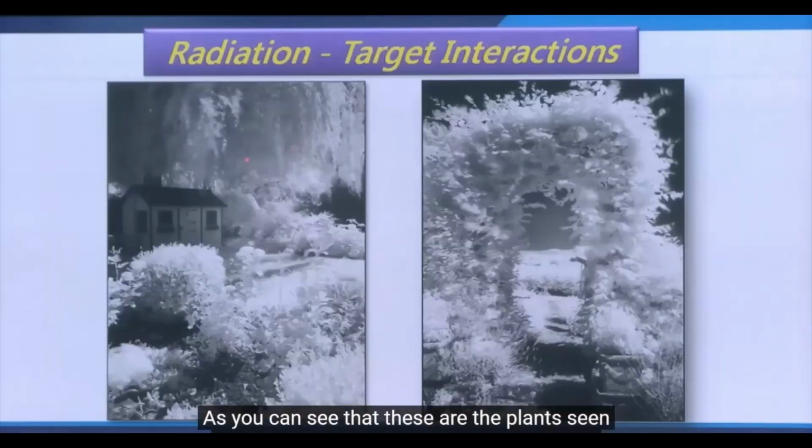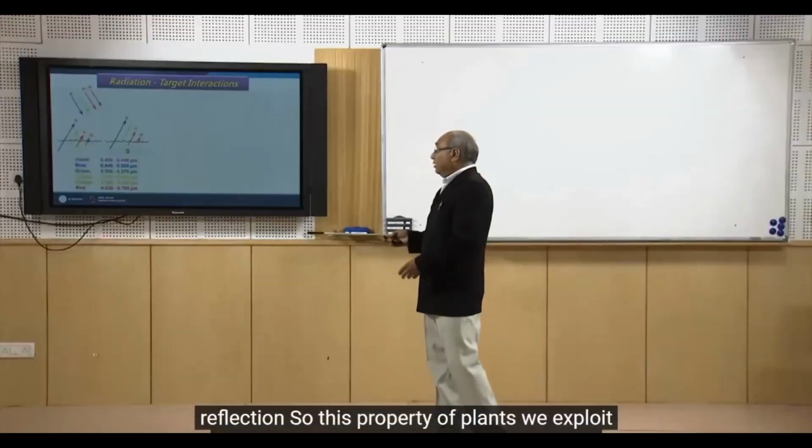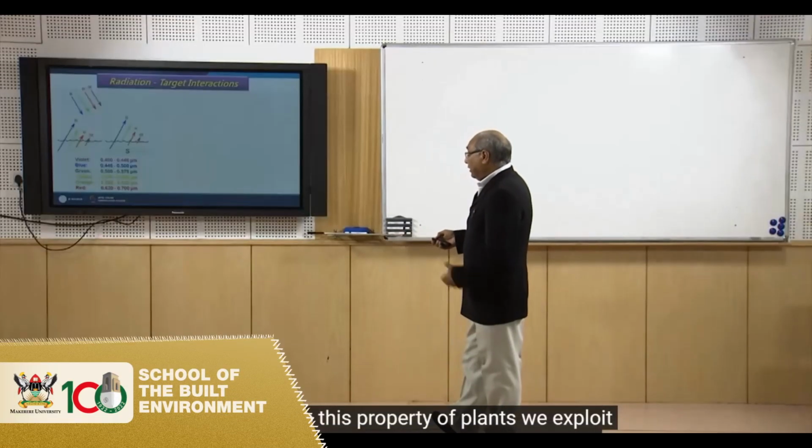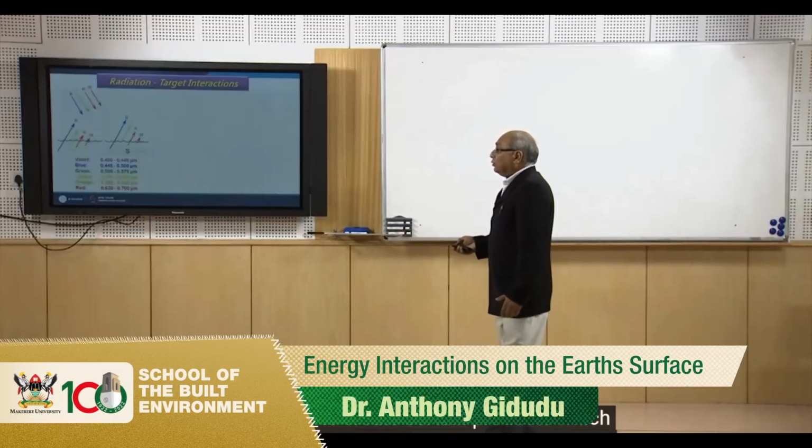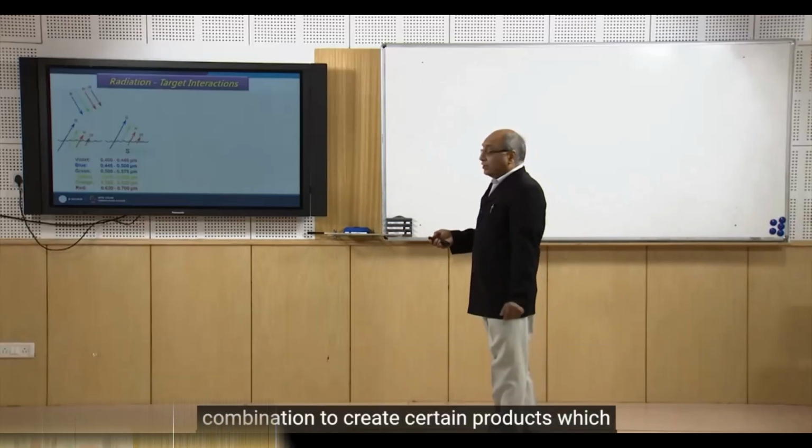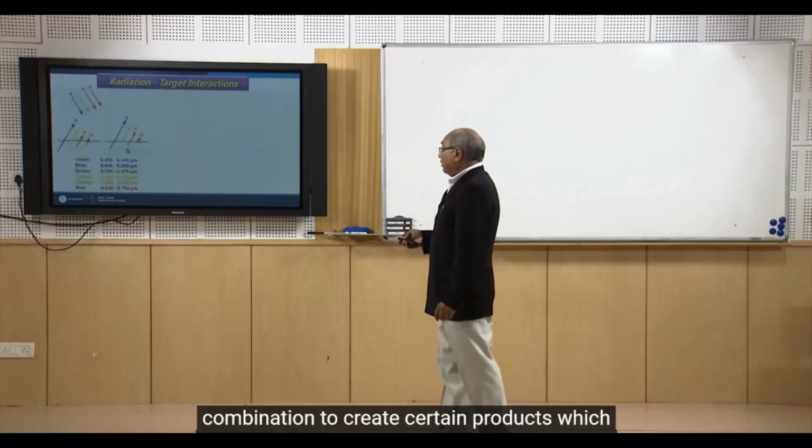As you can see, these are the plants seen through the infrared channels, and they are showing very high reflection, whereas the roof of a house or windows are showing very low reflection. So this property of plants we exploit in our remote sensing data, and we use the combination to create certain products which we can apply for different kinds of applications.